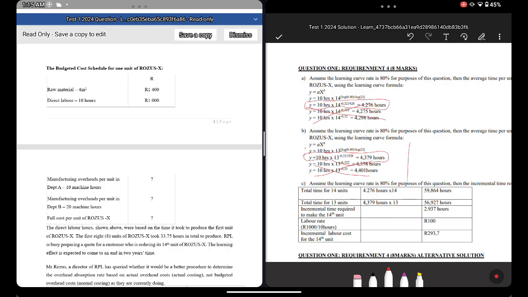Now the theory, I don't need to do the theory question after this. That's in the memo, so just look at the memo.